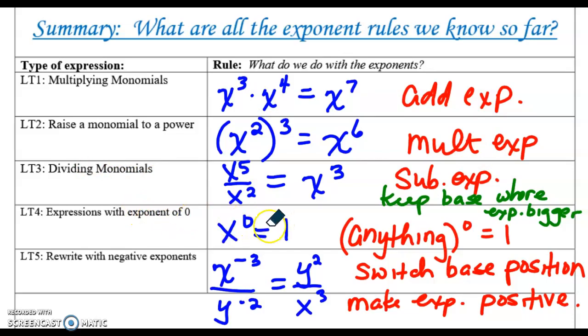Power of 0 is 1. And when they have negative exponents, they have to switch positions.